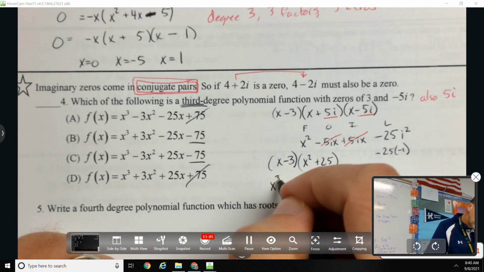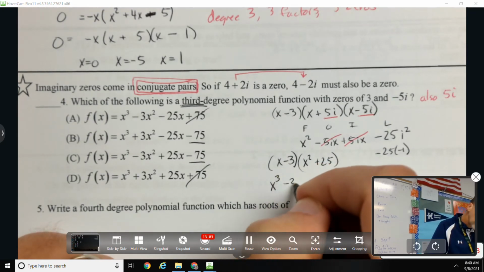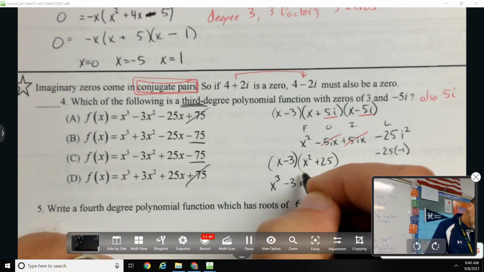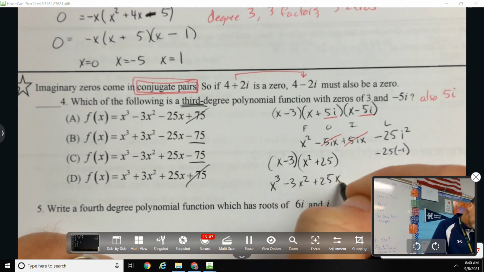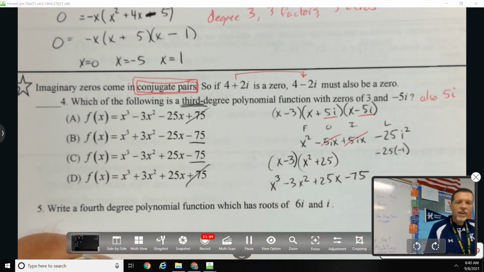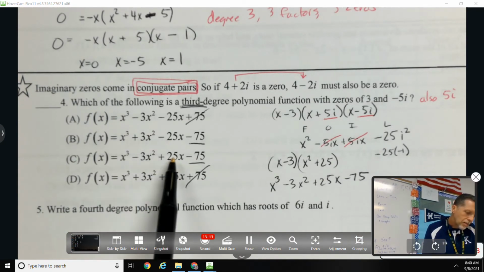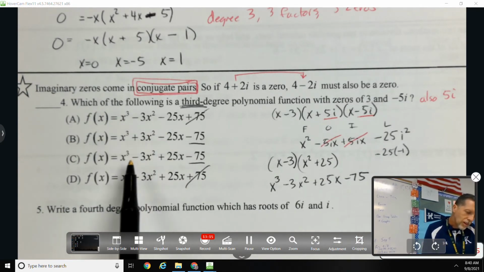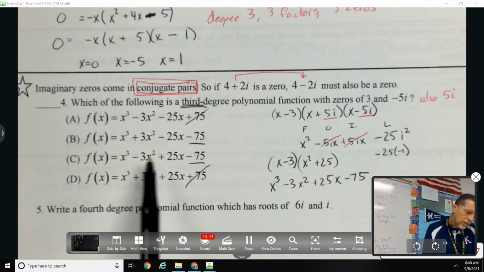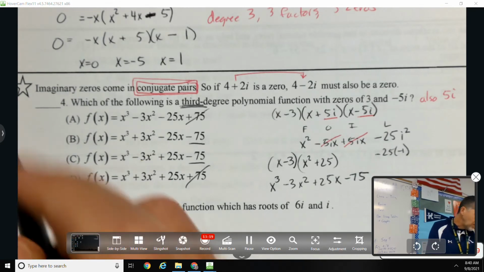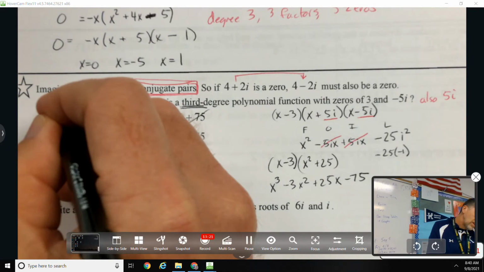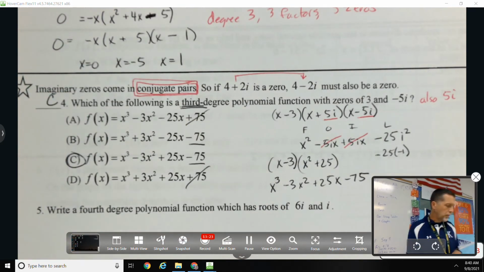Alright, x cubed minus 3x squared plus 25x minus 75. And now I'm looking at, man, they got to be super careful here. Minus 3x squared plus 25x minus 75 is C.